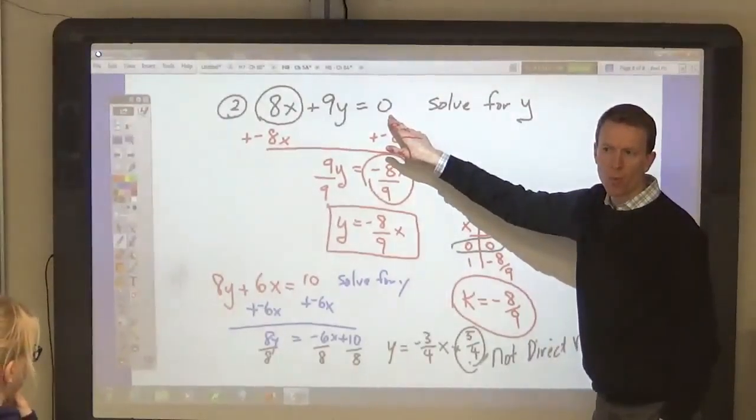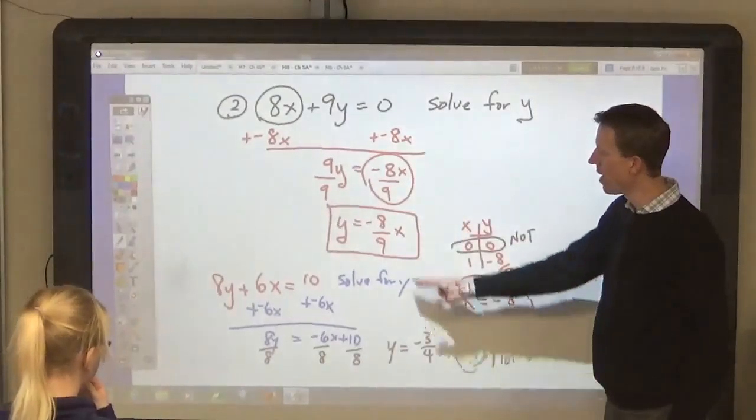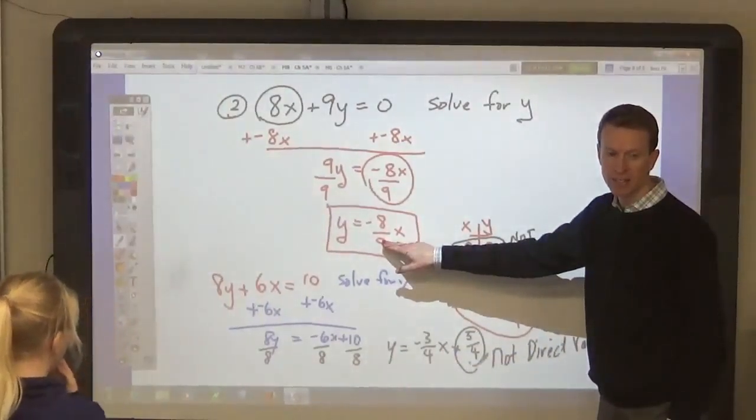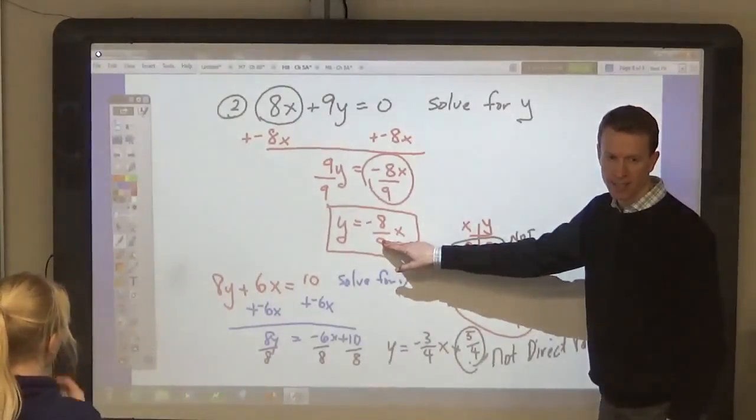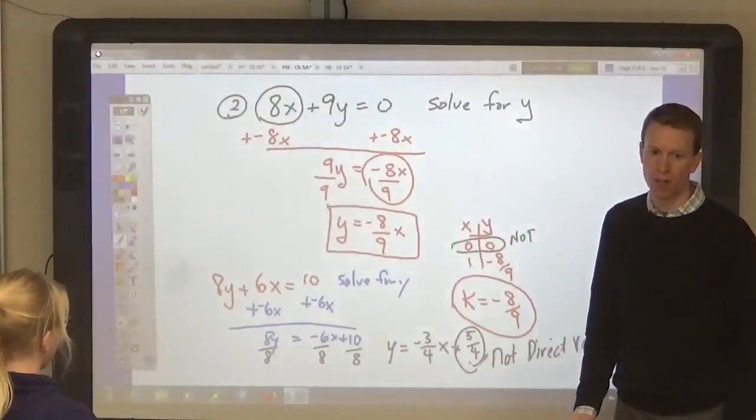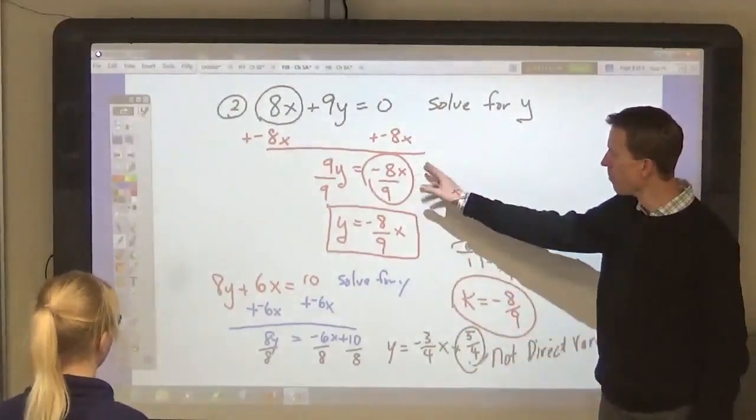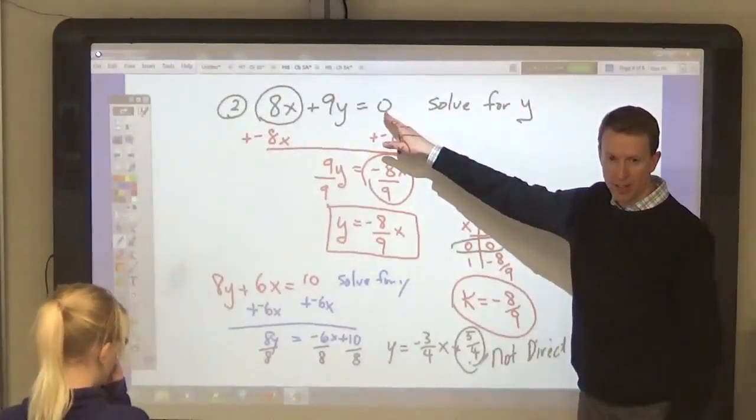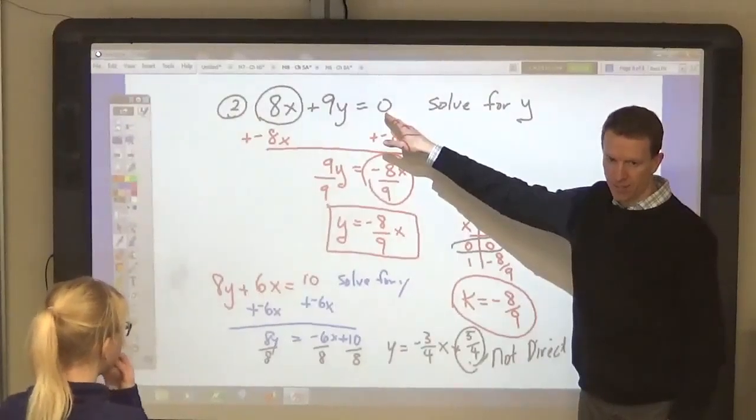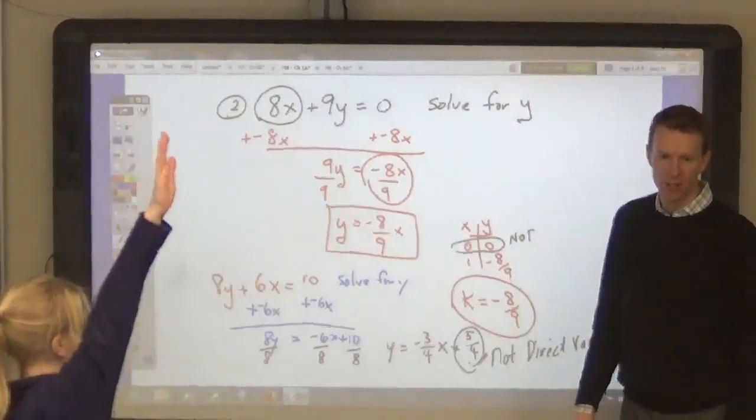The only thing you'll still have to do, Isaac, is solve for y in order to get the constant of variation, because the directions say to find the constant of variation. But you're right. If there's a number here that's other than 0, it's not going to be direct variation. This one has 10, which means that it's not direct variation.